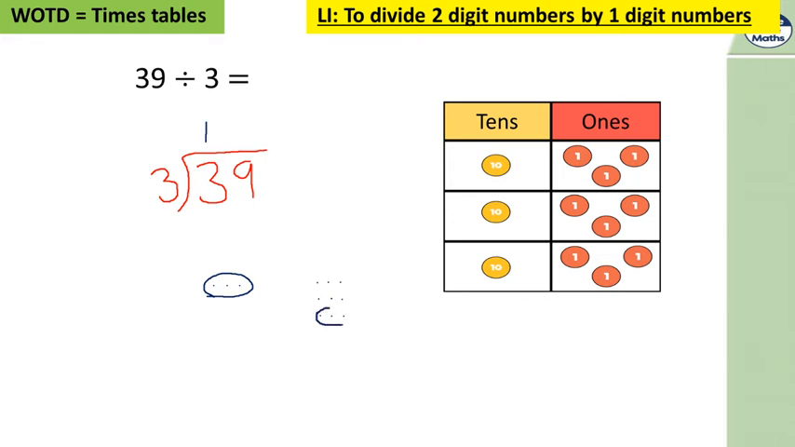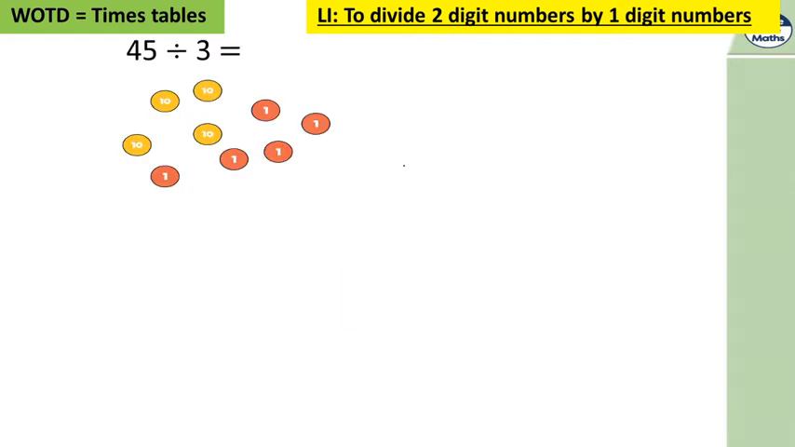So I have 1, 2, 3 groups of 3. So same answer, 13, as using the place value columns and counters. So different ways of doing it there. You might have done that grouping in your head or sharing in your head, or you might use the dots to help you. Right, let's look at another one.